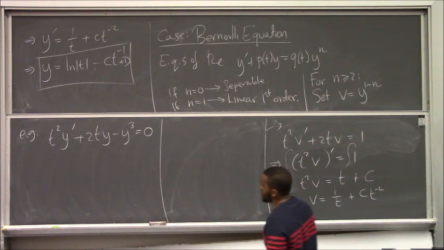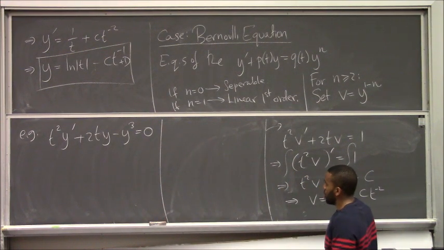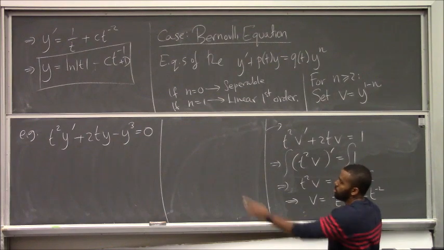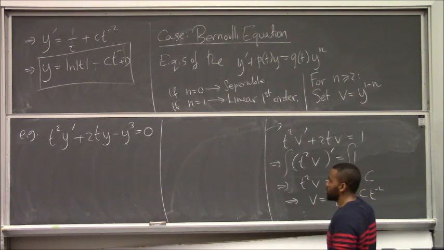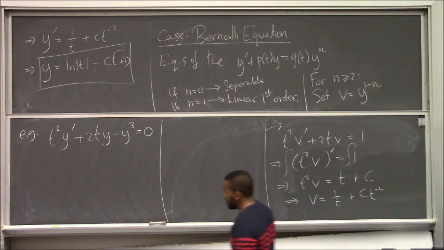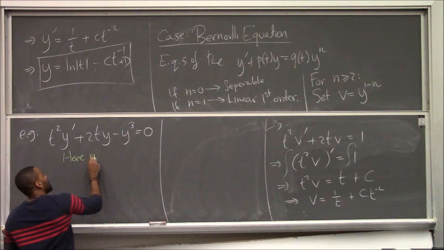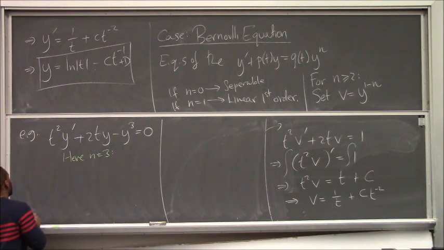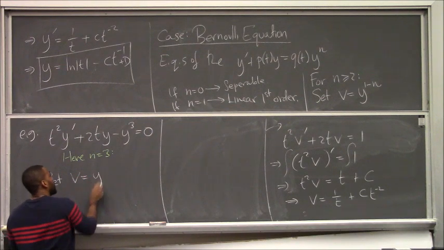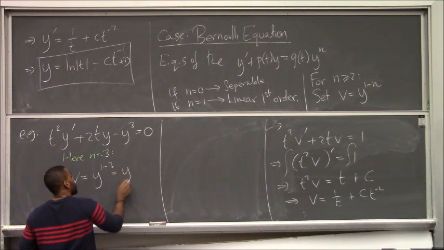That guy is a nonlinear first order. It also happens to be a Bernoulli equation with my q of t equal to the function 1. Well, when I divide through by t squared and move it to the standard form, the q of t would be 1 over t squared. So here, n equals 3. So what we're going to do is set v equals y to the 1 minus n, in other words, y to the minus 2.